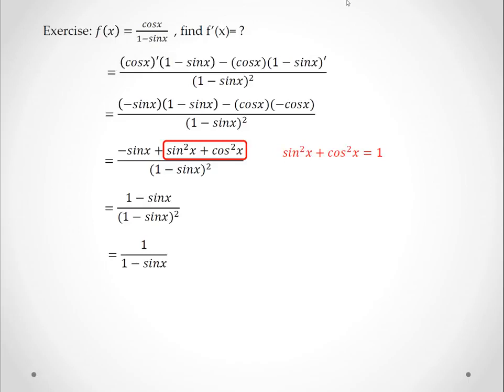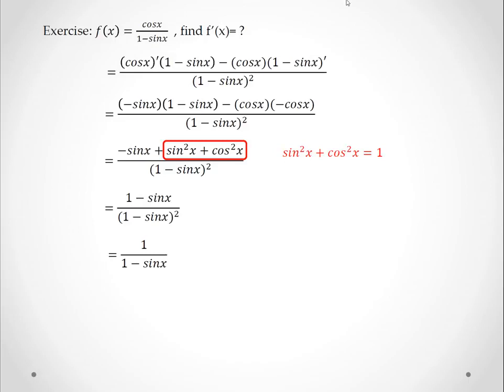This one we can consider taking the derivative of the top term first, which is the derivative of cosine x, times the bottom, 1 minus sine x, minus the derivative of the bottom, which is 1 minus sine x, times the top, cosine x, then divided by the square of the bottom. So we get the result minus sine x, which is the derivative of cosine x, times 1 minus sine x, minus cosine x times minus cosine x, which is the derivative of 1 minus sine x.